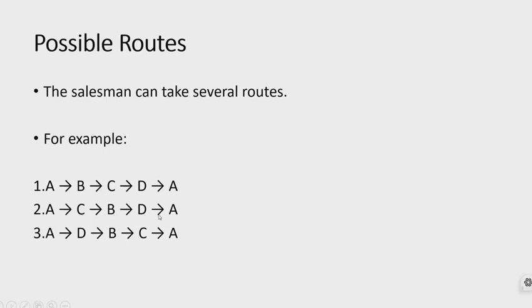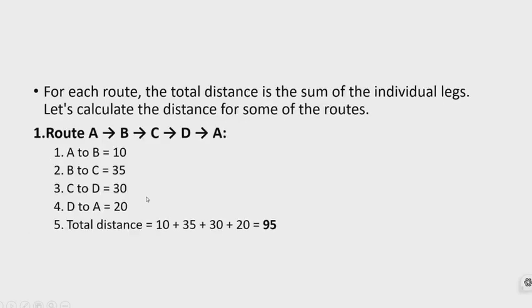Likewise, there is a second option also. From city A, it moves to city C, city C to city B, city B to city D, and city D to city A. There are three ways. Each way is moving on. Now we see how it is working.